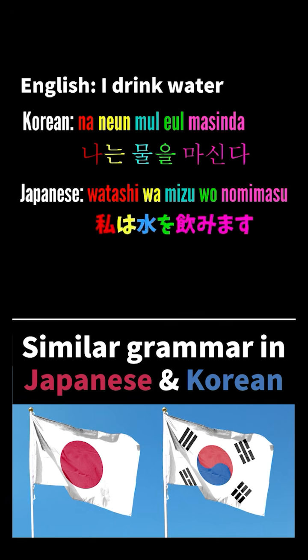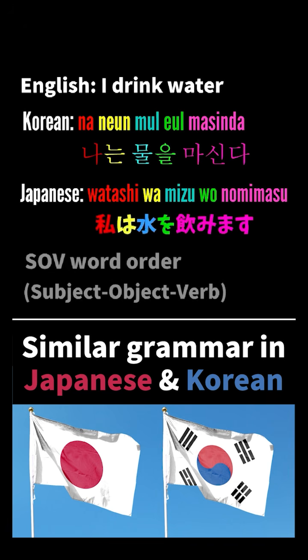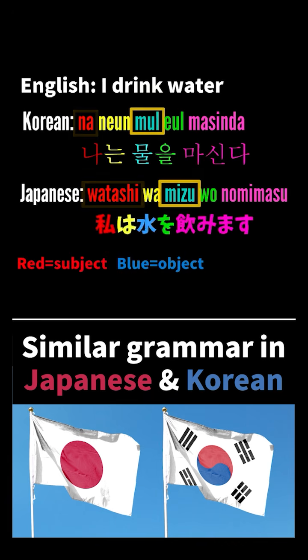In Japanese, watashi wa mizu wo nomimasu. So again, we see that the topic marker is the second word in each sentence. But a more important thing that I want to point out here is the SOV word order. That means subject, object, verb. So we can see that the subject is watashi, or it's na in Korean, and then we have the object next. So the object is water.